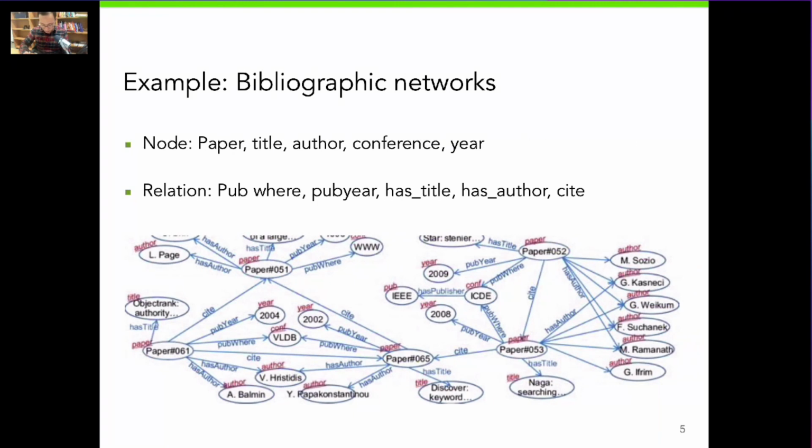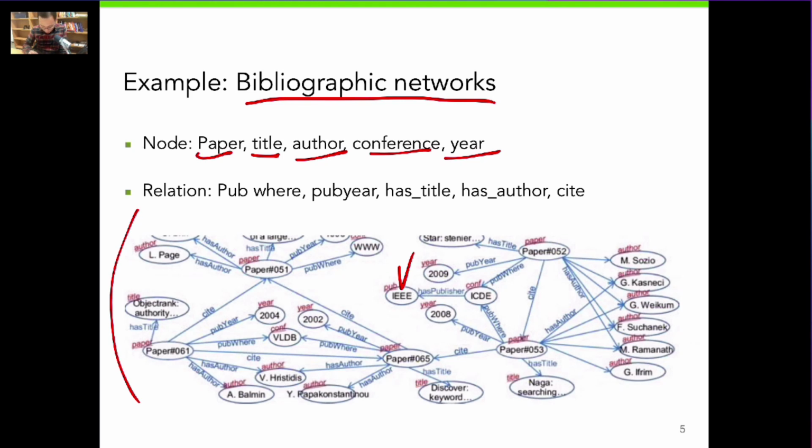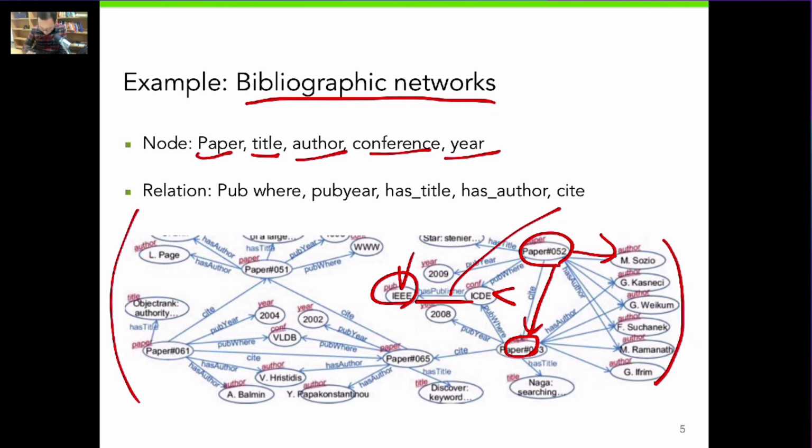This is a very famous example, the bibliographic network. This is open to the public, and many researchers use these knowledge graphs for their experiments. Usually the nodes represent the paper, title, author, conference, and year. So this is the publisher IEEE, and ICDE is the conference name. The conference has the publisher information. They are associated with this relation type, and each paper is cited. And we would know the author of the paper using this edge.